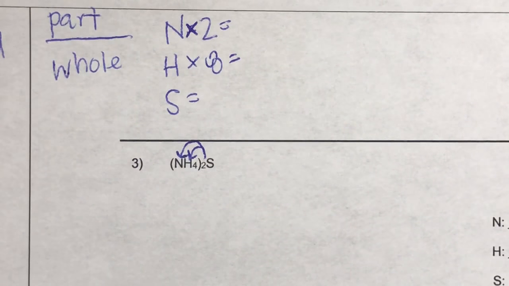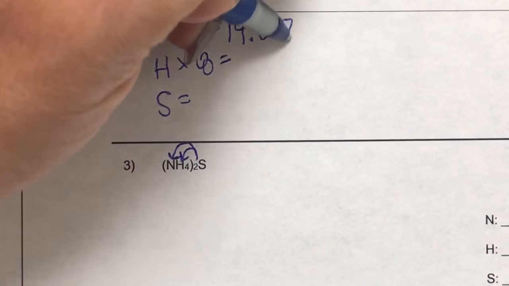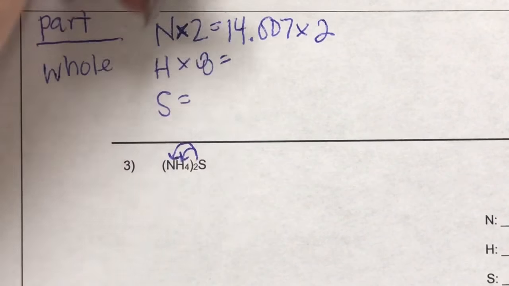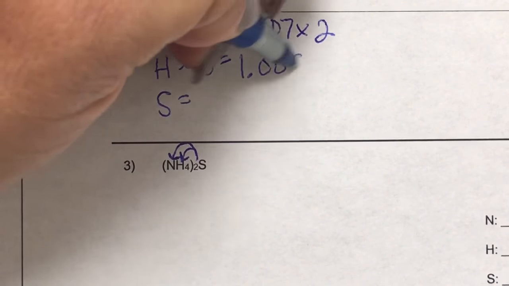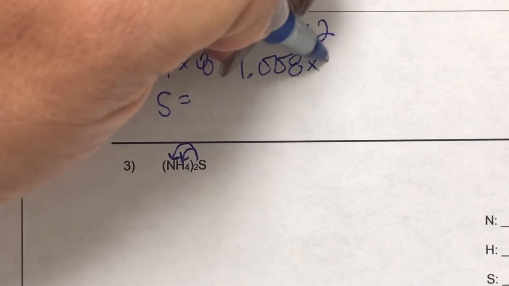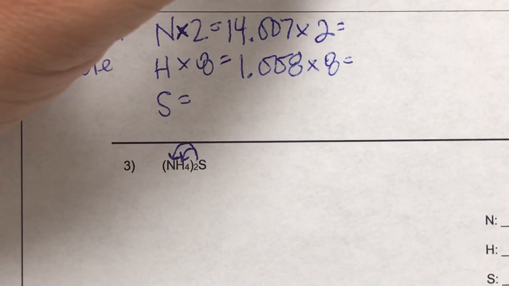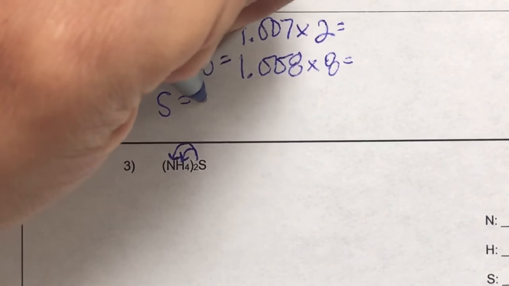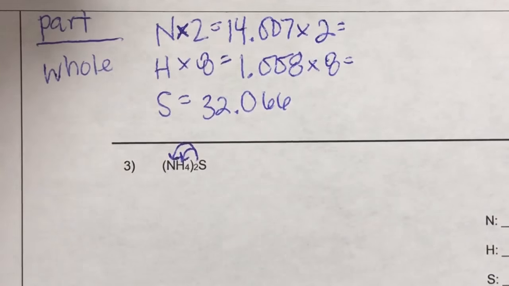You look to the periodic table. Nitrogen is atomic number 7, and it weighs 14.007, but we have 2 of them. You need to multiply that by 2. Hydrogen weighs 1.008. You have 8 of them, so multiply it by 8. Sulfur is atomic number 16 and weighs 32.066, and we only have 1 of them.